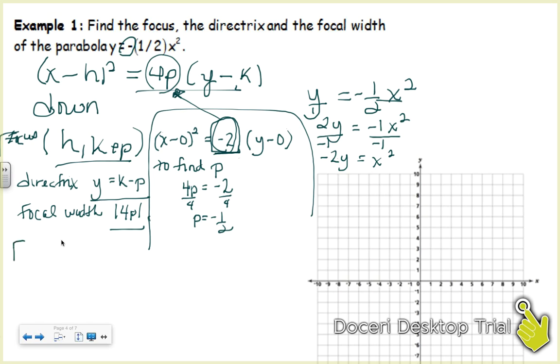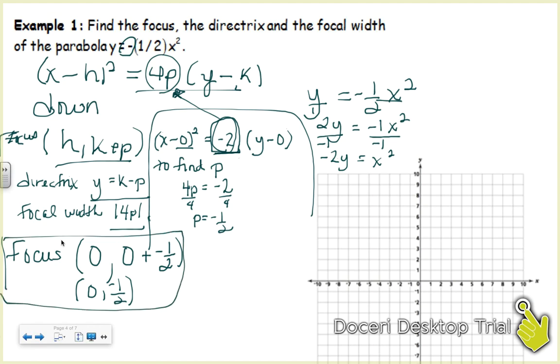So let's start with the focus. Well, the focus says take your h value, which is 0. Got it right there. And then you have your k value plus your p. So when I solve that, I get negative 1/2. So at 0, negative 1/2. So that's one part of the things that I needed to find.